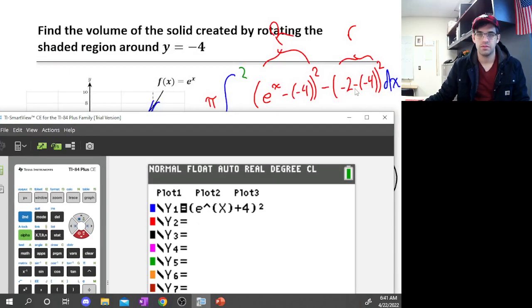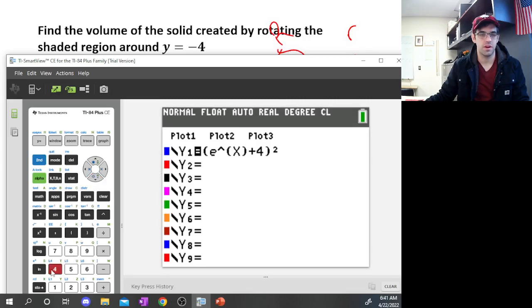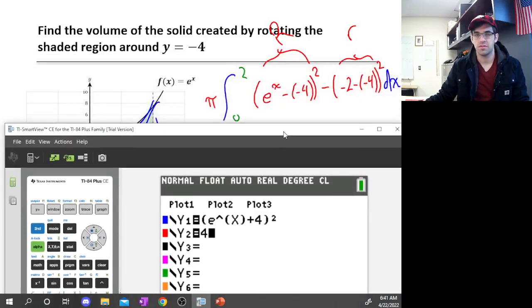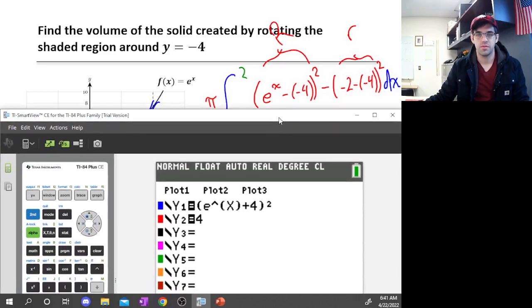And then I'm going to put negative 2 plus 4. Well, that's just 2. So I'm going to just throw in 2 squared would just be 4. So I'm just going to put 4 right here. Alright, so now we're set up. Yeah, negative 2 plus 4 is 2, and then 2 squared is 4. So that's going to be that.